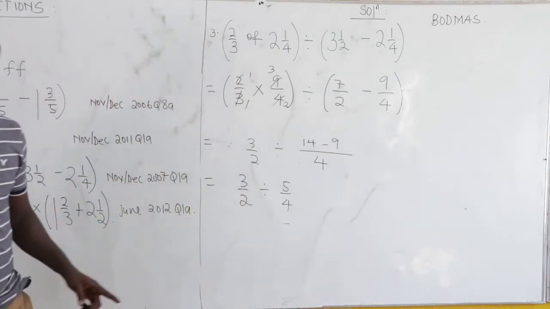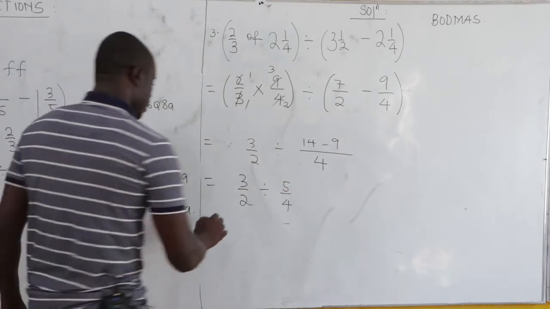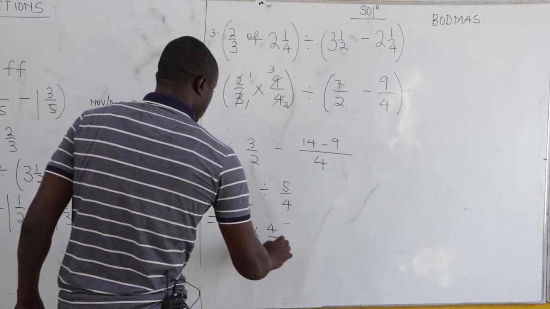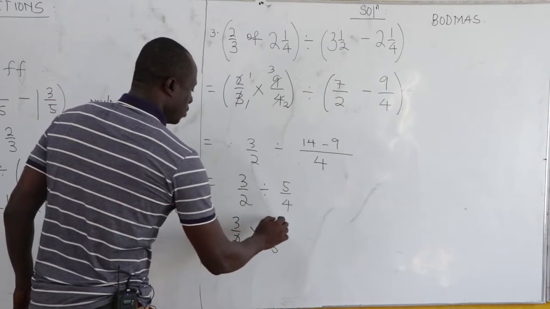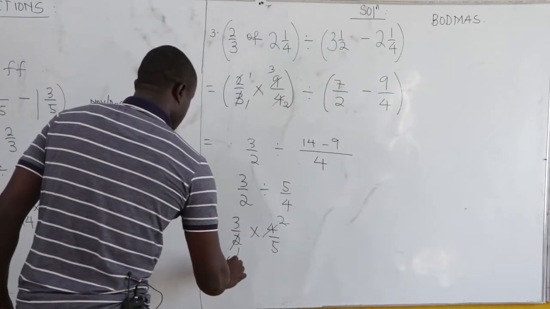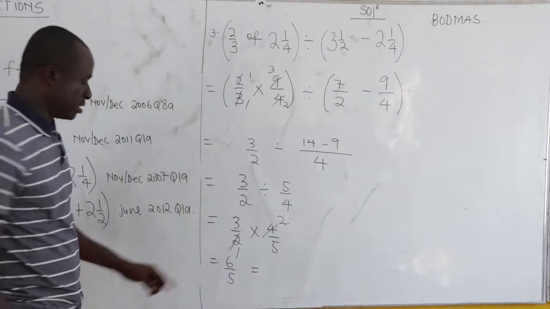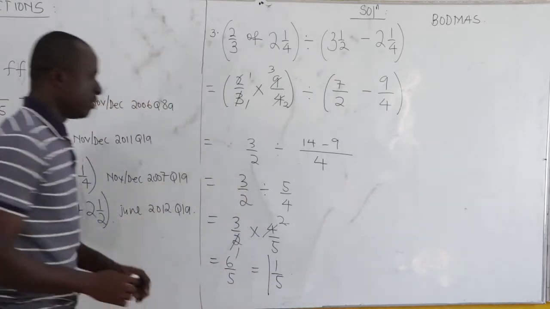Now division we change to what? Multiplication. We have to reciprocate the second term. So this will give us 3 over 2 times 4 all over 5. Now 2 will go into 2 once, 2 will go into 4, that is 2 times. 3 times 2 is 6, so we have 6 all over 5. How many times does 5 go into 6? That is 1 whole number 1 over 5.